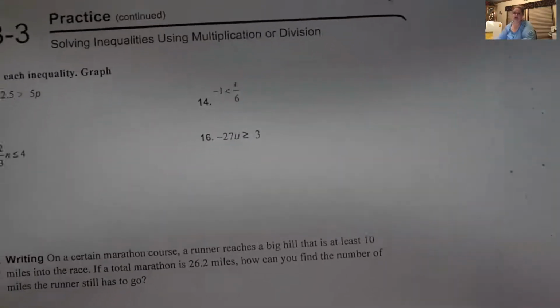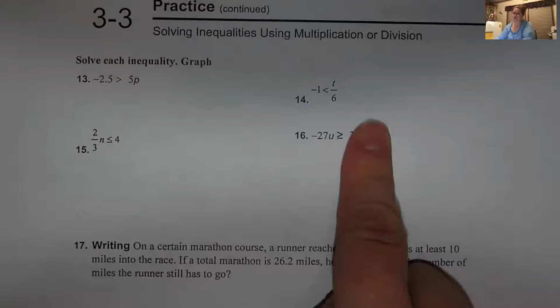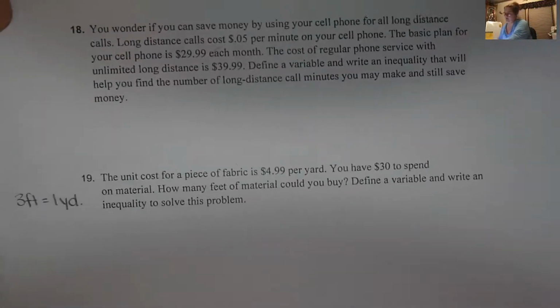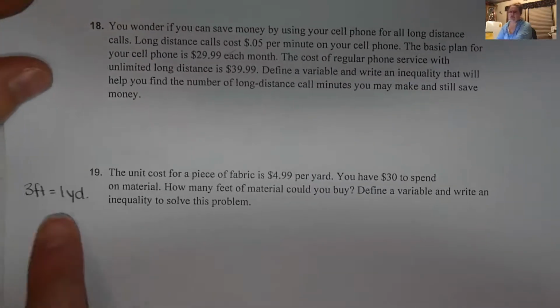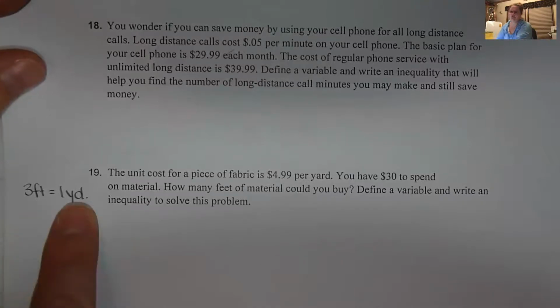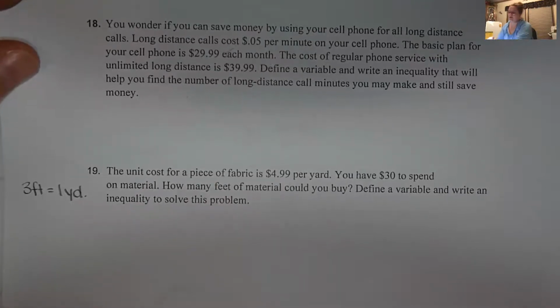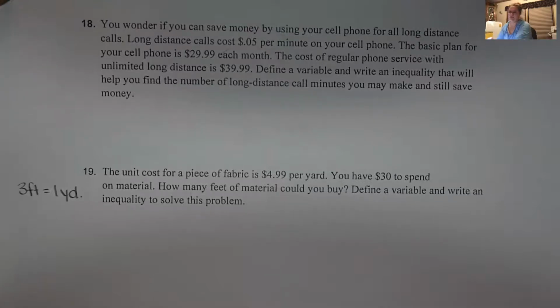Let's look at the back side. Okay, these are solve and graph. So you're solving and graphing those. What I need you to remember on number 19 is that conversion that there's 3 feet in 1 yard, okay? That one's a little trickier, but you can do it. 3 feet in a yard, don't forget that.